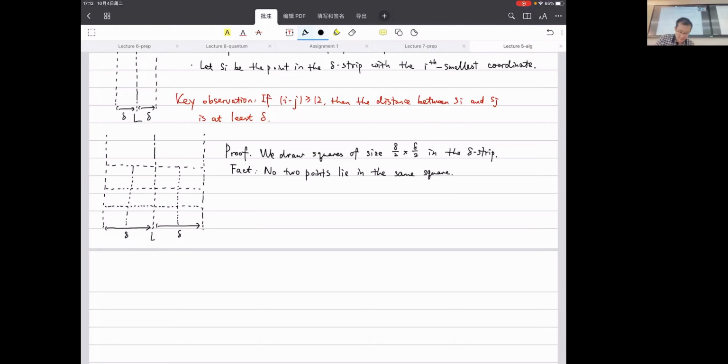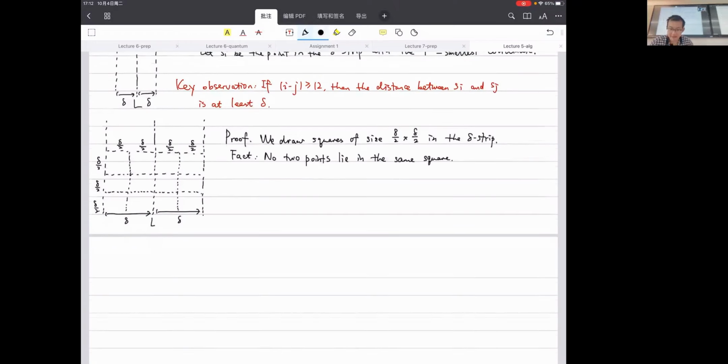I guess this is the reason why we want to take a very close look at this. The drawing here is a little bit tilted, but I really mean they are squares, delta over 2 by delta over 2. It's really something like this. No two points lie in the same square, because even if the two points are like this, their distance is of course going to be smaller than delta, and that is the definition of delta here. Let's call this fact 1.